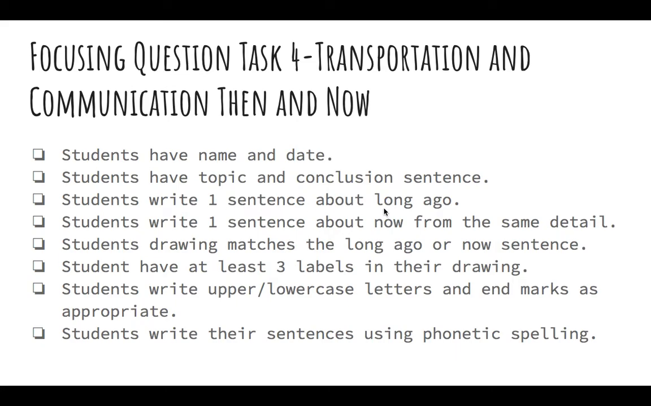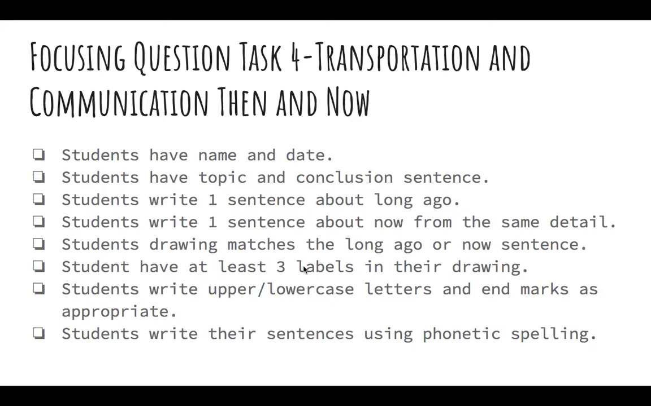You write one sentence about long ago, check. And you write one sentence about now from the same detail. So that means they both match from the same number. Your drawing, student's drawing, matches the long ago or now sentence. So you can draw just the telegraph, or you can draw just the phone, or if you really want, you can split it in half and draw both. But it's up to you. Miss G just wants to make sure that you're drawing something from your sentences. So if you're talking about the phone, I shouldn't see a bunch of cars, right? We need to match our drawing to our sentence.